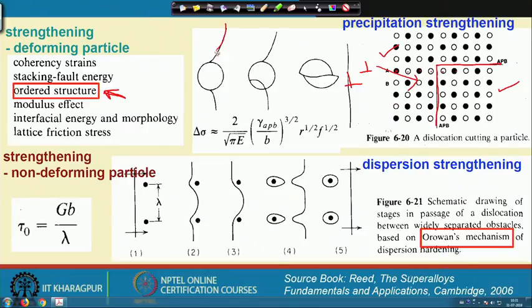So, in that case, when a dislocation passes through a particle, we need to consider this mechanism of strengthening. Whereas, in case of a non-deforming particle, this lambda, the spacing between the particles, is rather important. So, first what will happen? The dislocation will be obstructed by the particles, and then, as the stress increases, they will leave a loop, and then they will bypass the particle. So, this is the typical Orowan mechanism of widely separated obstacles.